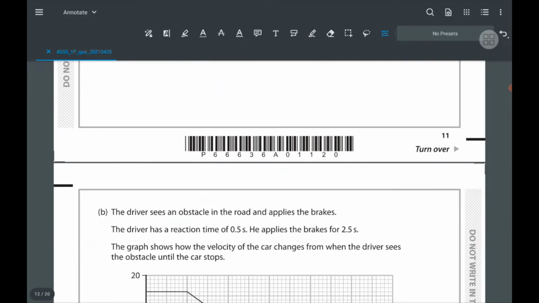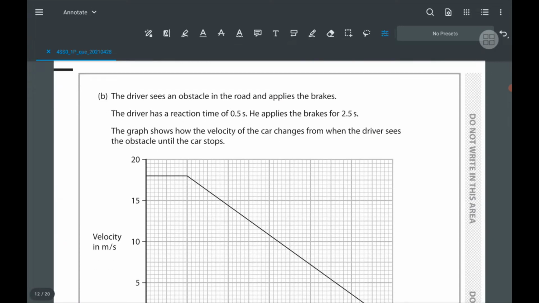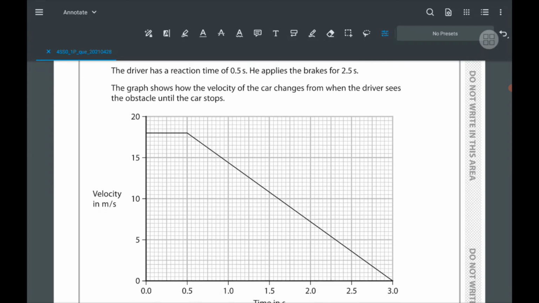Next question. The driver sees an obstacle in the road and applies the brakes. The driver has a reaction time of 0.5 seconds. He applies the brakes for 2.5 seconds. The graph shows how the velocity of the car changes from when the driver sees the obstacle until the car stops. Now, this is the setup whenever you have a stopping distance question, stopping distance graph.